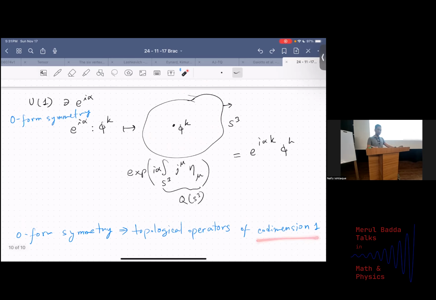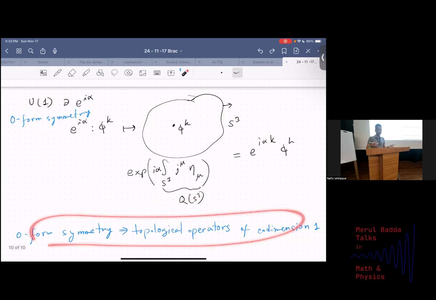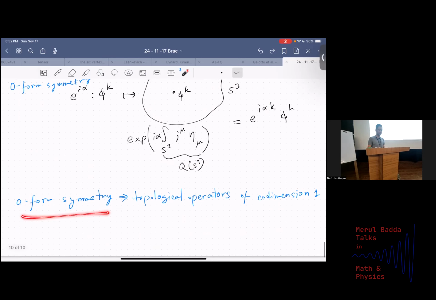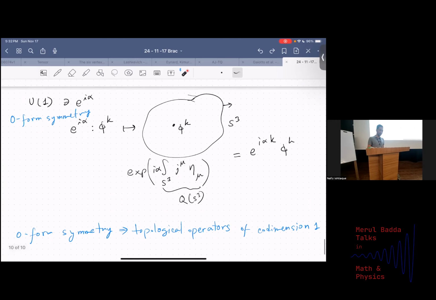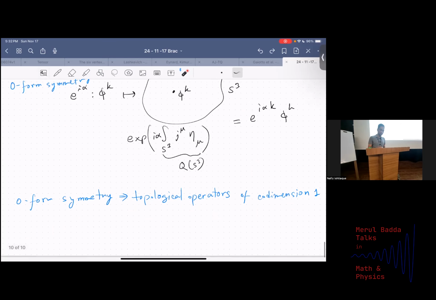Codimension 1 means that the dimension of the operator is 1 less than the dimension of the spacetime. Here I have 4-dimensional spacetime, and this operator was 3-dimensional, hence codimension 1. This is just an example of the more general claim: whenever you have a zero-form symmetry, you have topological operators of codimension 1 associated to it. They are always constructed by taking your current, which is a vector field, but you can construct a 1-form out of it. Let me write down the construction.